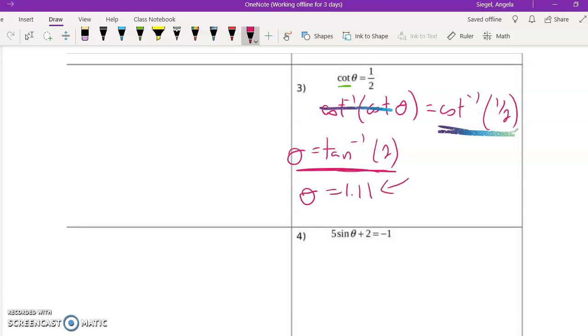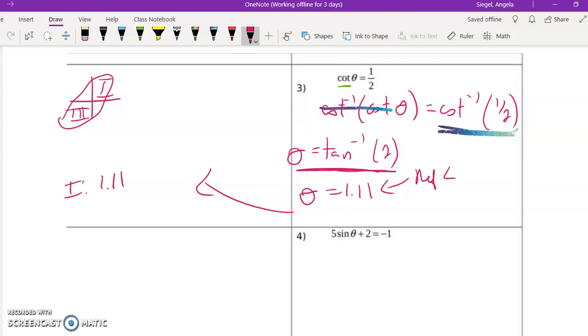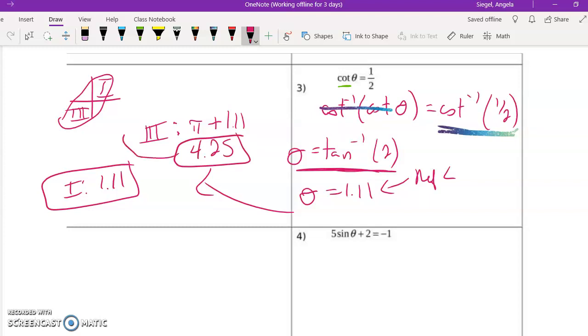Okay, so don't forget that this is your reference angle. So I'm dealing with tangent. So tangent is positive in quadrants 1 and 3. So those are the 2 quadrants that I'm talking about. So in quadrant 1, we already have that. So it's 1.11. But in quadrant 3, I'm going to have to take pi plus 1.11. And so that's going to give me 4.25. And that's my answer in quadrant 3.